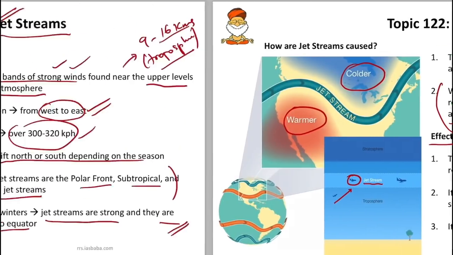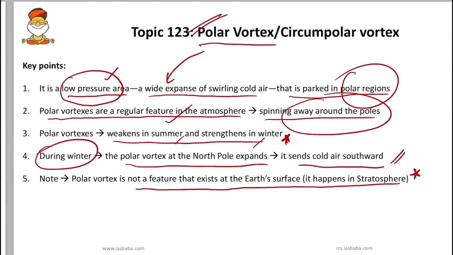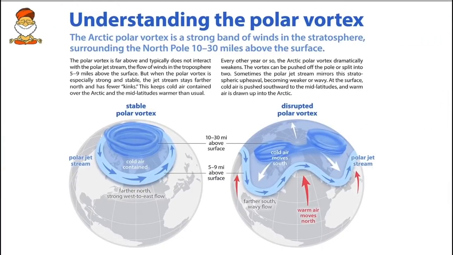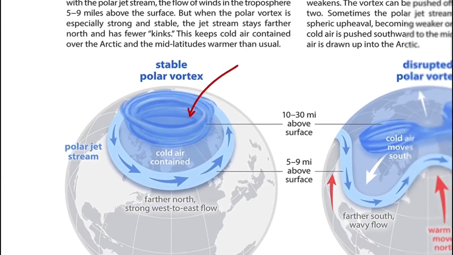We just saw jet streams. I told you jet streams usually happen in the upper levels, that is the troposphere. When we take the polar vortex, it usually happens in the stratosphere and does not exist at the earth's surface. This is one more difference we have to know. We'll try to understand the polar vortex through a pictorial representation. As you can see in the figure, we have the polar vortex, a wide expanse of swirling cold air near the polar region, and we can see the polar jet stream, which is near the troposphere, whereas this polar vortex is near the stratosphere.